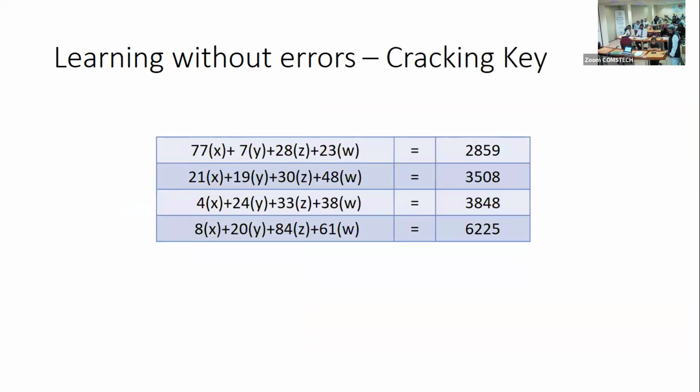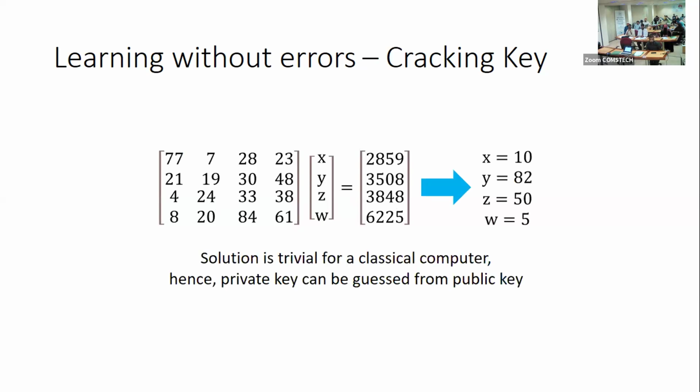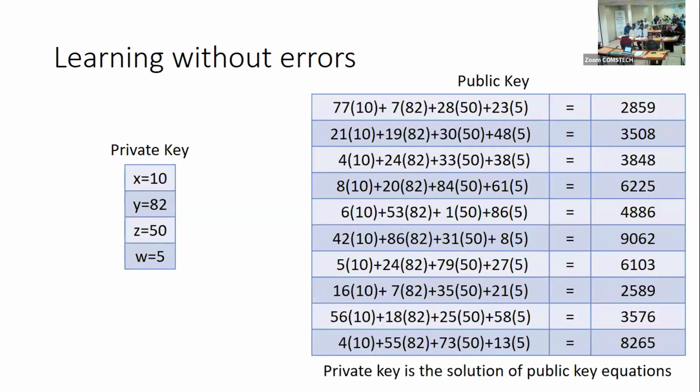So I just picked 4 equations from there, converted them into matrix form, and then took the inverse of this, brought it here, and I just have to find the inverse of that, and I can find the private key. And this was my private key. So this is trivial. This means the solution is trivial for a classical computer, and hence the private key can be guessed from a public key. Now, this situation, how can we make it non-trivial?